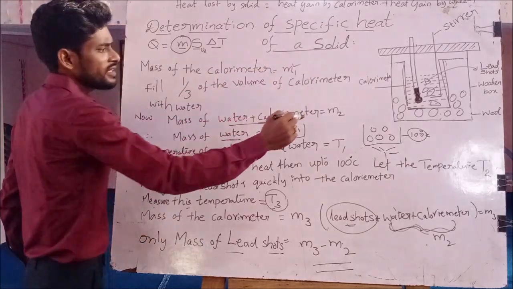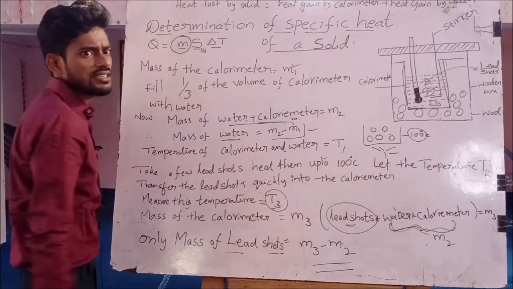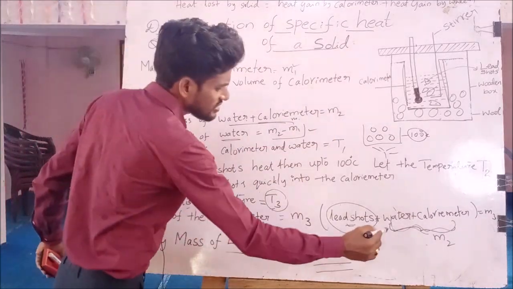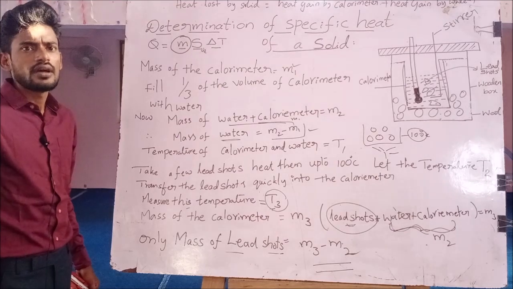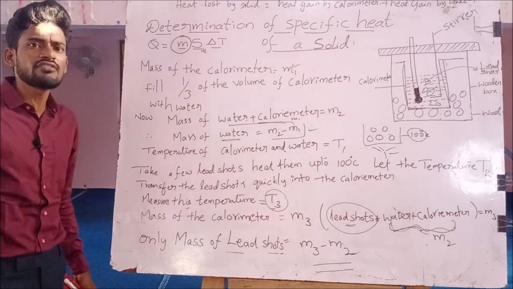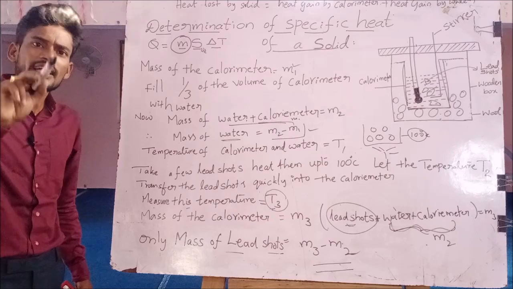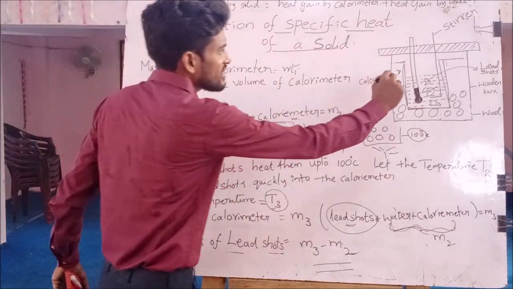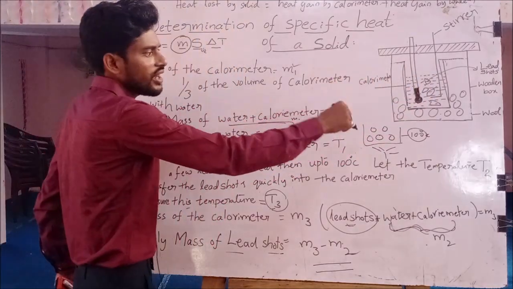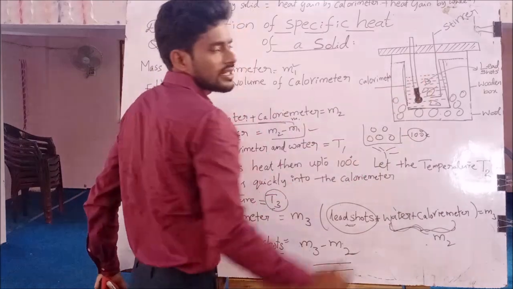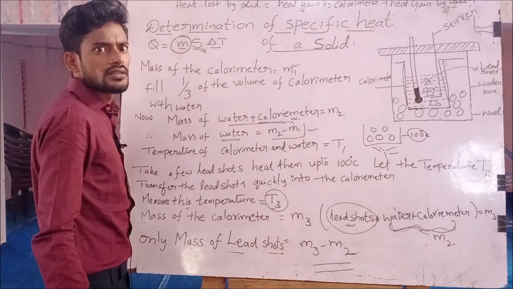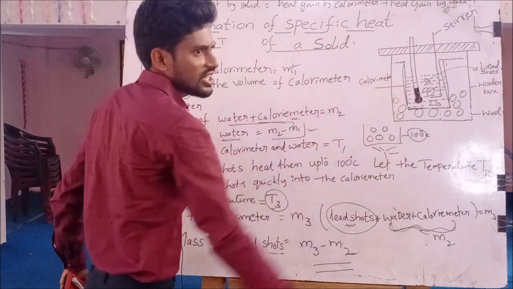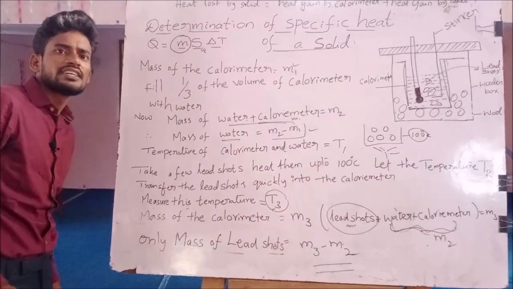Calorimeter itself M1, water itself M2 minus M1, and lead shots M3 minus M2. And temperatures: initial temperature T1, highest temperature T2, and mixture temperature, meaning after transferring the lead shots from the copper vessel into the water calorimeter, the final temperature or mixture temperature should be T3.